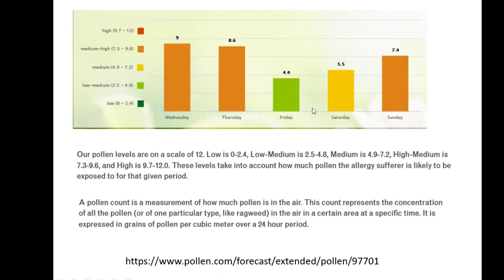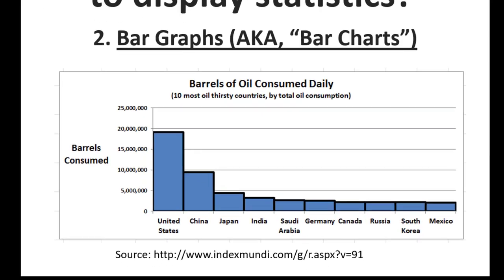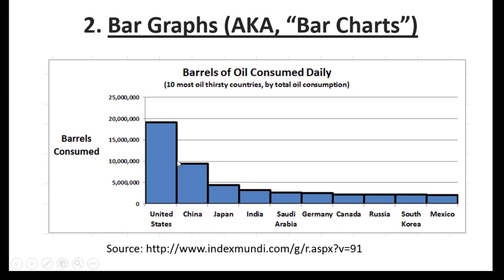A good example of how to look at a bar chart, I like this one. This is the top 10 most oil-thirsty countries by total oil consumption. So what I did was I went into this site right here, which I think pulls from like the EIA site, and I looked at which countries on Earth consume the most oil daily. So we do, the United States does, followed by China, Japan, India, and Saudi Arabia, and so forth and so on. This is how many barrels of oil each of these countries consume.